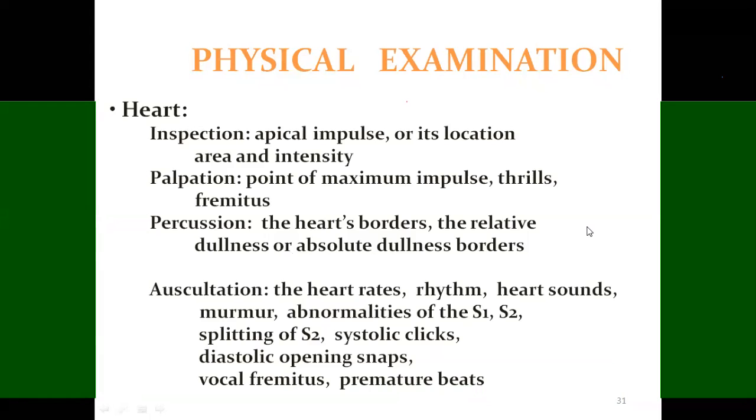And then fremitus. And then percussion, the heart borders, the relative dullness or absolute dullness border. I will teach you how to check heart border dullness, but the question is, why do we have to check the heart borders? Who can answer me this question?